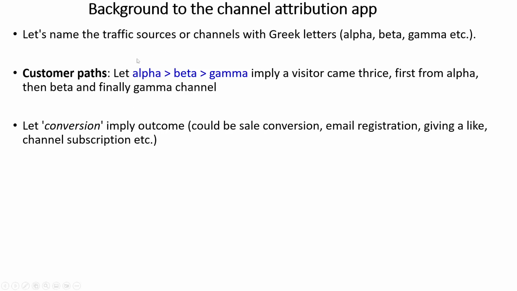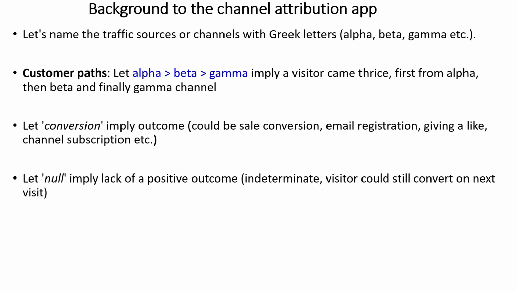Once a visitor has arrived at the destination, which is our landing page, our site, then what do they do? We are interested in certain actions that we call conversions, outcomes of interest. These could be, for instance, a sale conversion, someone makes a purchase transaction, they register their email for content, they give a like or they subscribe to a channel and so on. So these are all actions which imply outcomes of interest, which we call conversion. Null implies the lack of a positive outcome.